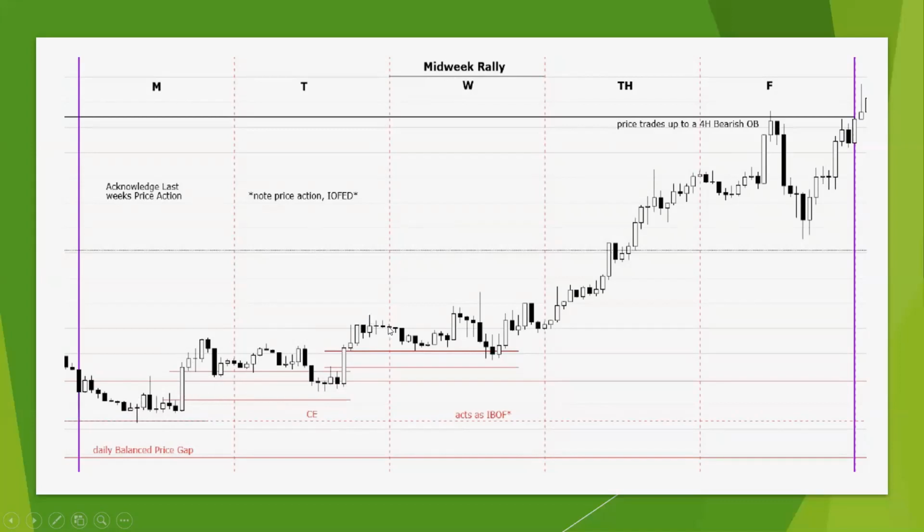We see another break in structure. We're given another opportunity here. This one, and this one could be your short-term trade that you hold all the way up to your premium array. In this case, 4-hour bearish order block. I believe there's also a daily bearish order block up here as well.